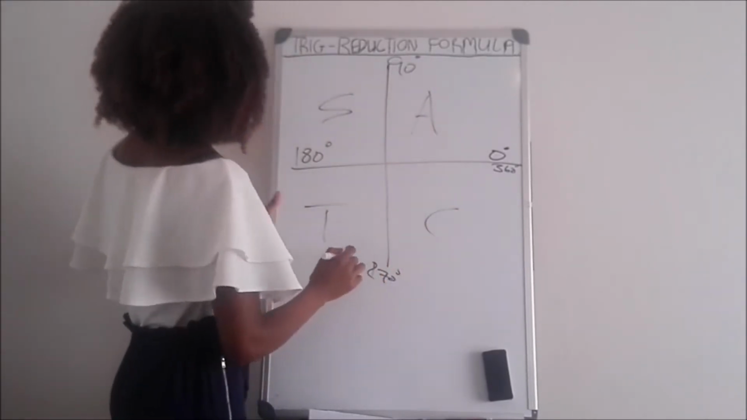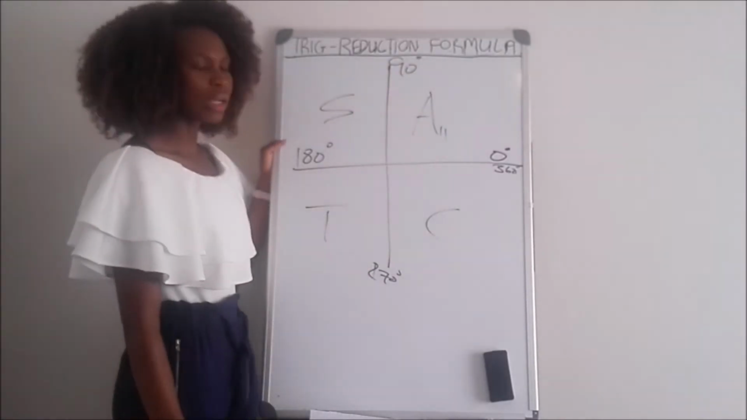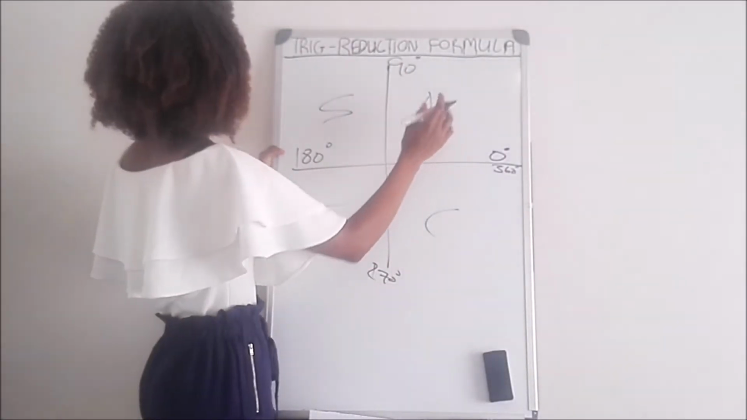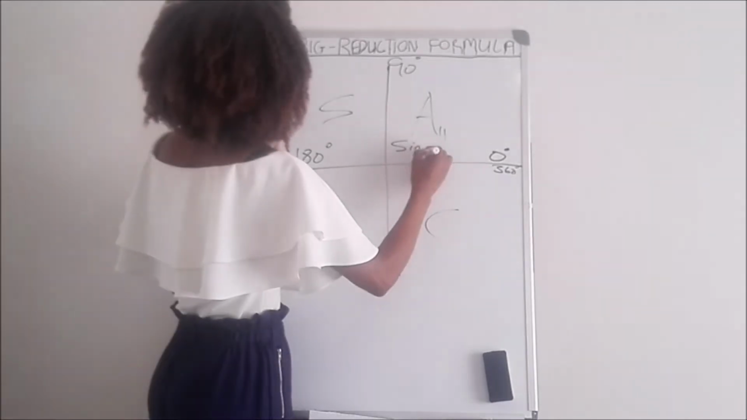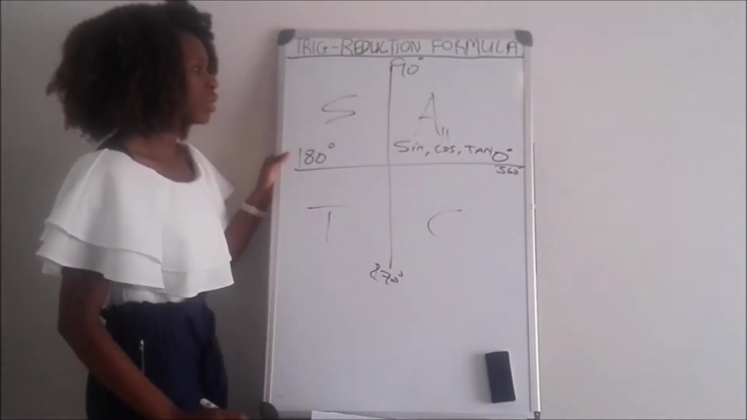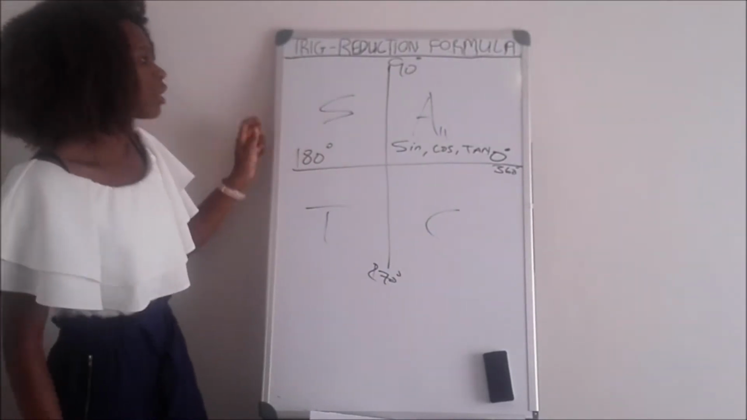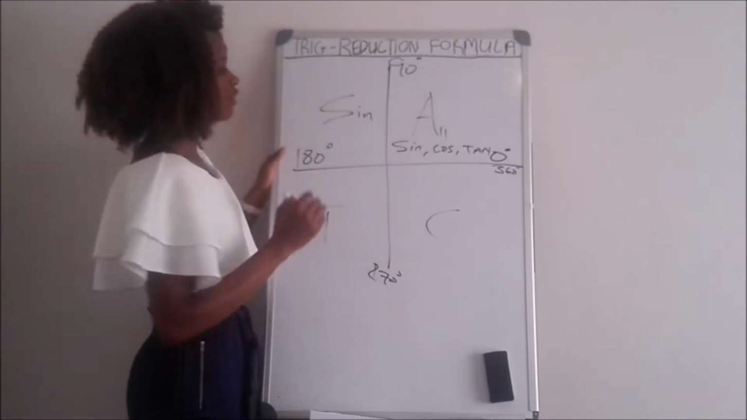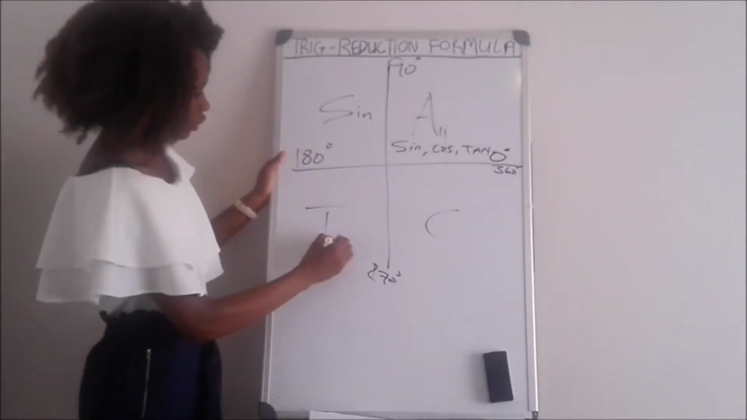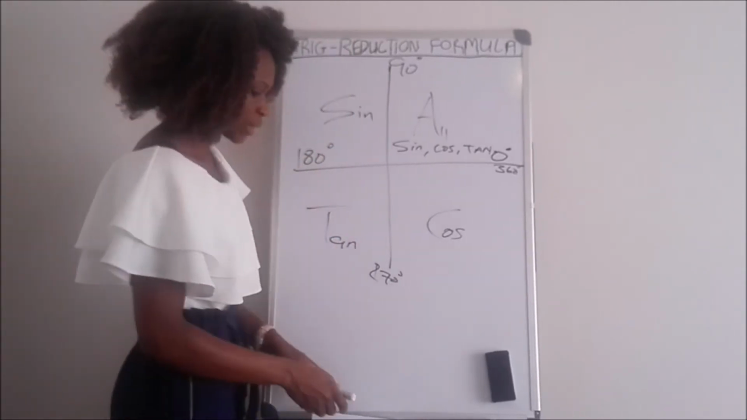Then from there, what you also need to know is about "All Students Take Care", which is CAST. With this CAST, the first quadrant means that all trigonometric ratios are positive in the first quadrant. That means sine is positive, cos is positive, and tan is also positive in this quadrant. When we move to the second quadrant, the S quadrant, only sine is positive. And then the third quadrant, only tan is positive, and the fourth quadrant, only cos is positive.